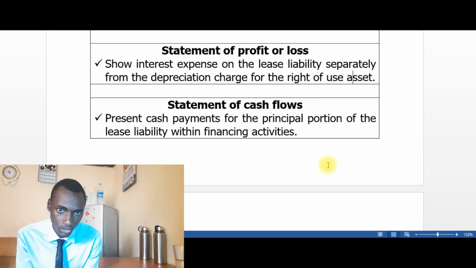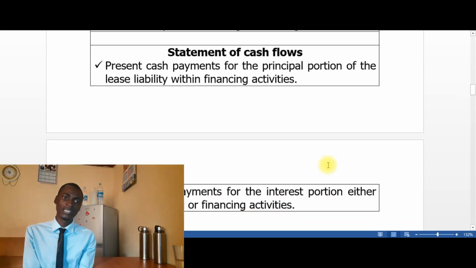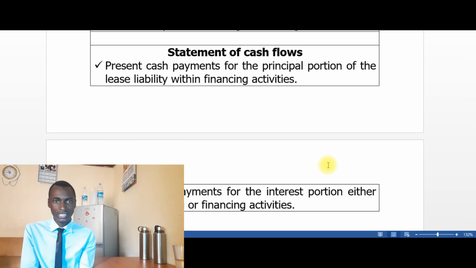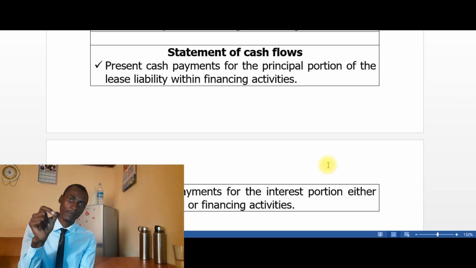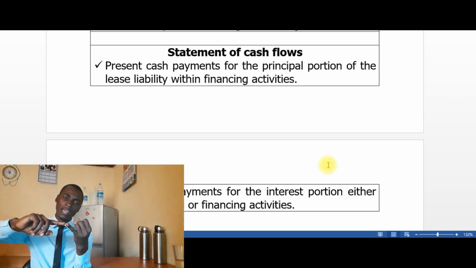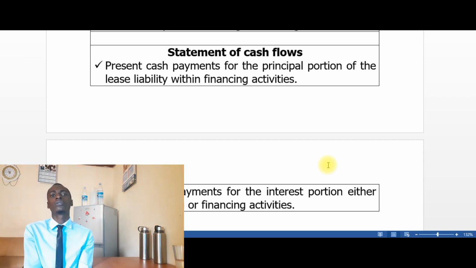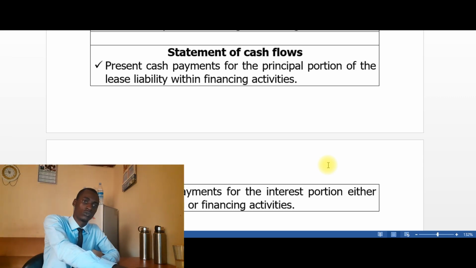Now, still in the statement of financial position, we have to present our lease liability either by presenting it in the statement of financial position on its own, or we can include it in other liabilities in the statement of financial position. Don't forget we can also disclose them separately in the notes to the statement of financial position. So either present the liabilities separately from other liabilities on the statement of financial position, or disclose separately in the notes. That is in the statement of financial position.